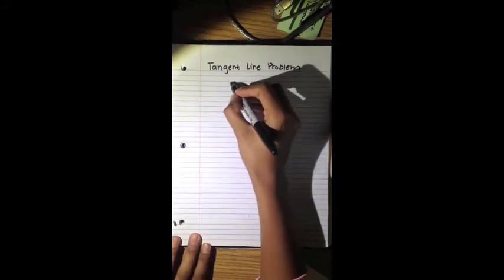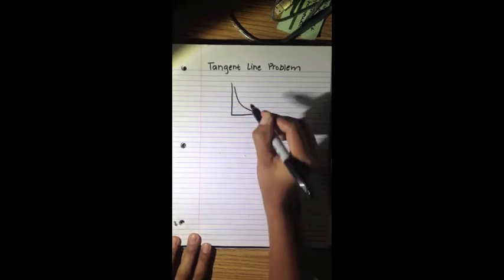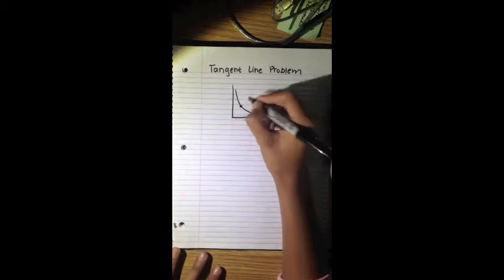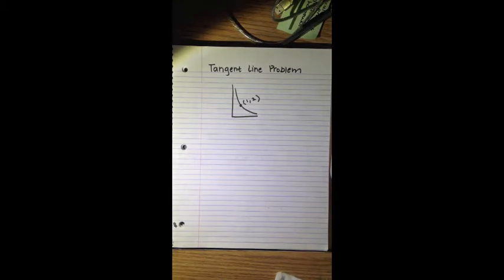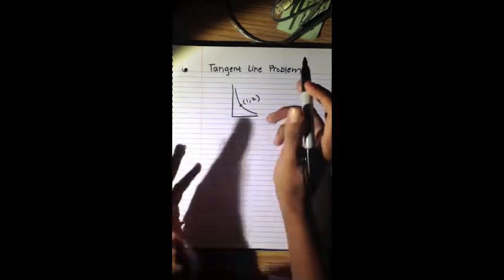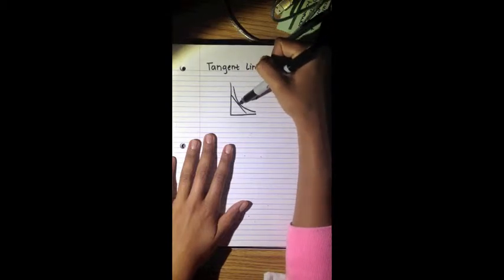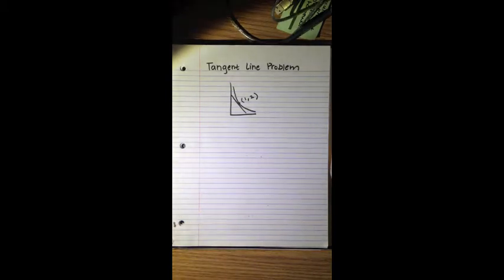So just to give you an idea, if you have this function here, and it asks you to find the tangent line, and let's say this point is point (1, 2), an example problem would be to find the line tangent at this point of this function. So that's just a general summary of what the tangent line problem is.